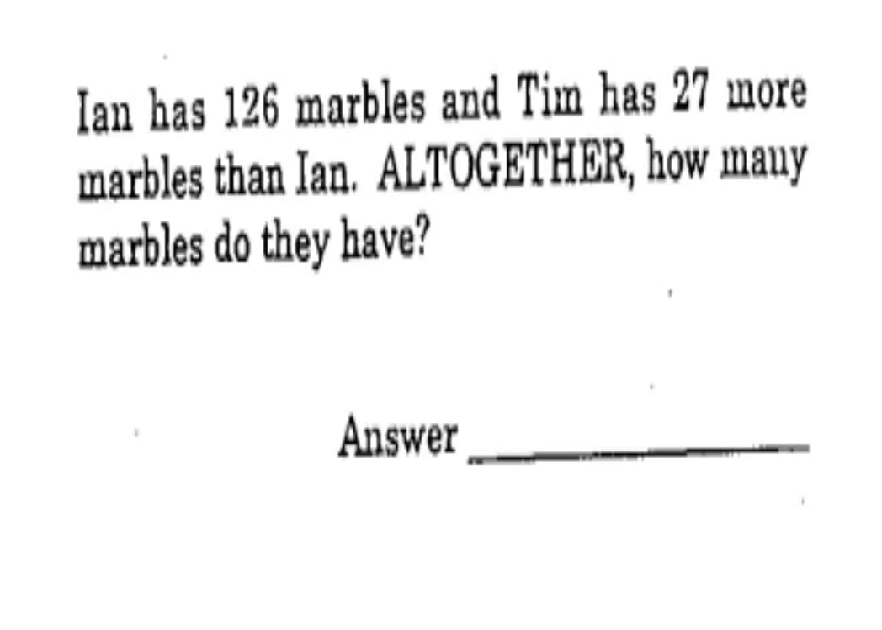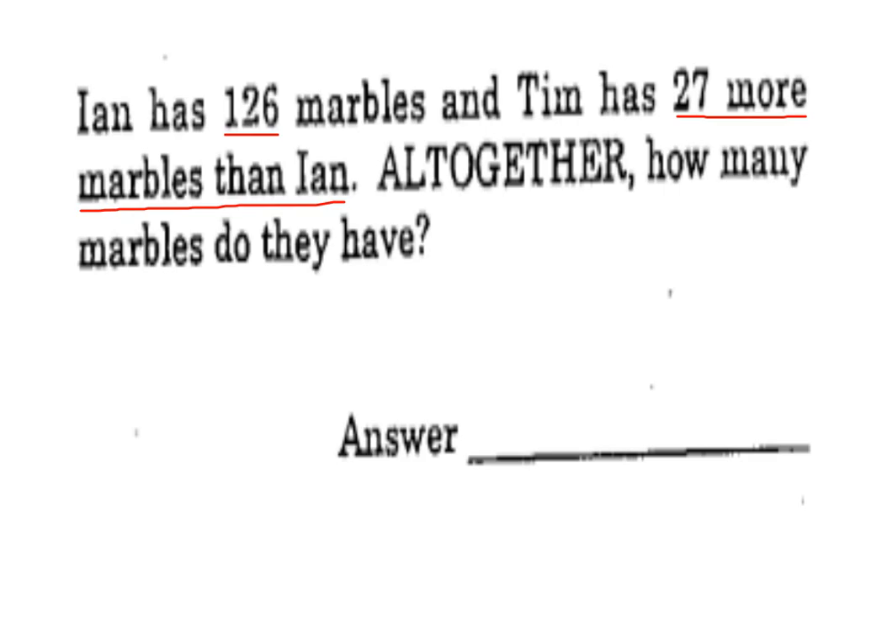So Ian has 126 marbles. So let's make note of the numbers that we find. So we have 126 marbles. And Tim has 27 more marbles than Ian. And the word altogether is written in bold, right? Altogether, how many marbles do they have?